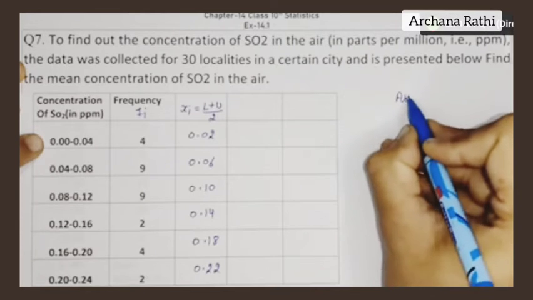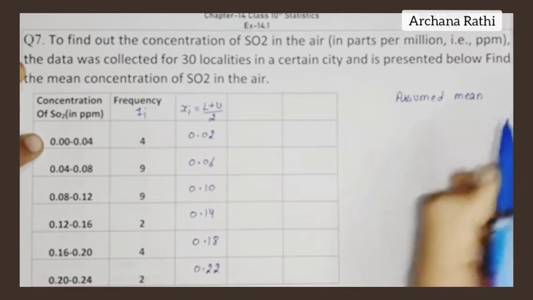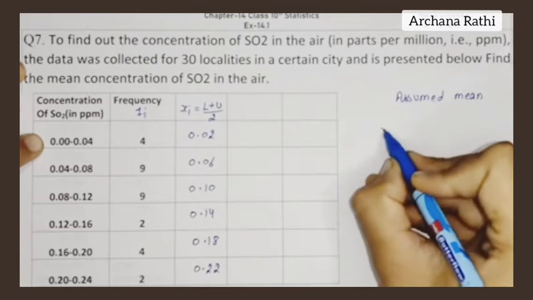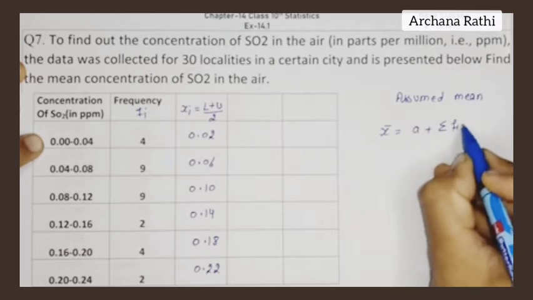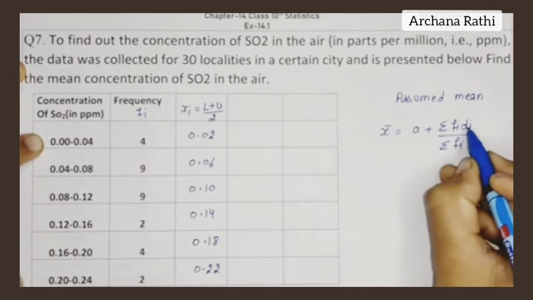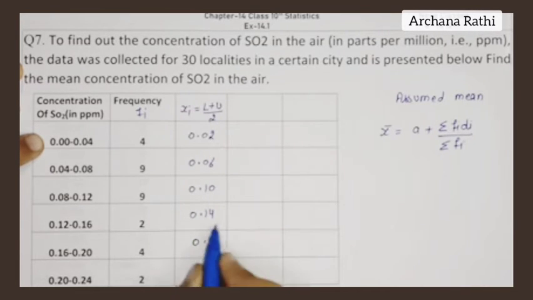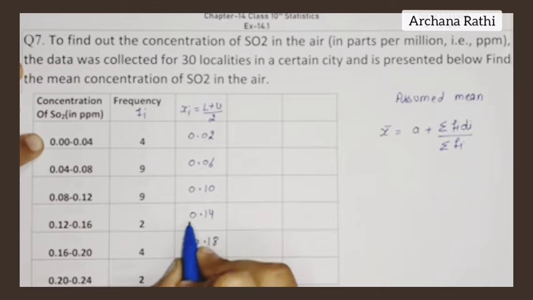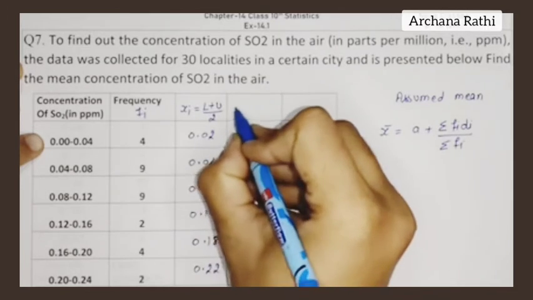Now we know the formula for the assumed mean method is x bar, that is mean, is equal to a, that is the assumed mean denoted by a, plus summation fi di upon summation fi. Now what is this di? We have to calculate. Now a is some assumed mean. We can assume any of the values from the given xi, but generally we take the middle one. So here we are going to assume either 0.08 or 0.14 or 0.10. Here we are going to assume 0.10 as a.